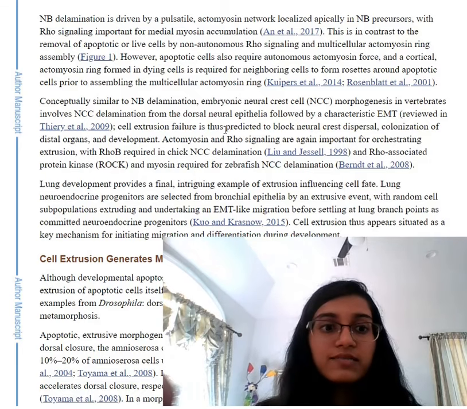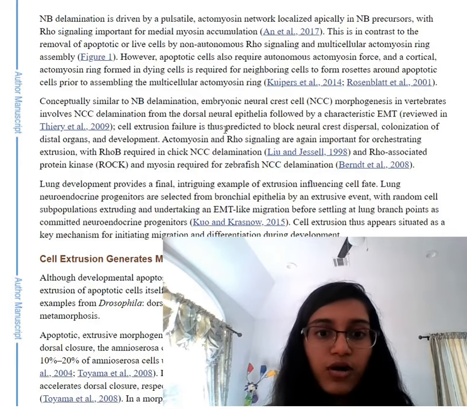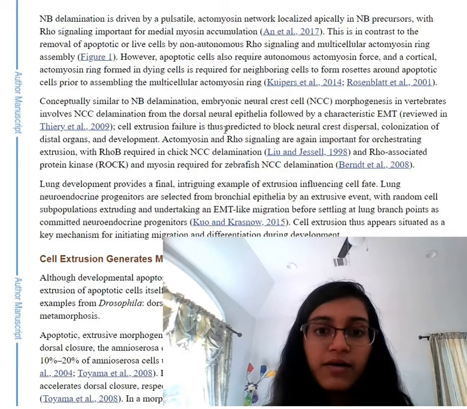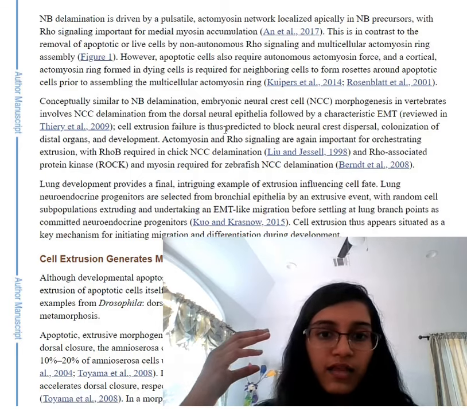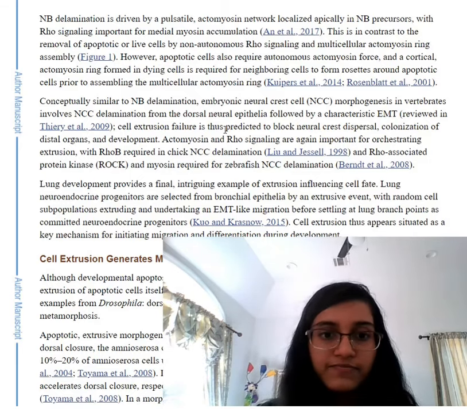The last example talks about lung development. And here we see that lung neuroendocrine progenitors are selected from bronchial epithelia by an extrusive event, with random cell subpopulations extruding and undertaking an EMT-like migration before settling at lung branch points as committed neuroendocrine progenitors. Cell extrusion thus appears situated as a key mechanism for initiating migration and differentiation during development. Again, primarily through the actomyosin and Rho signaling pathways.